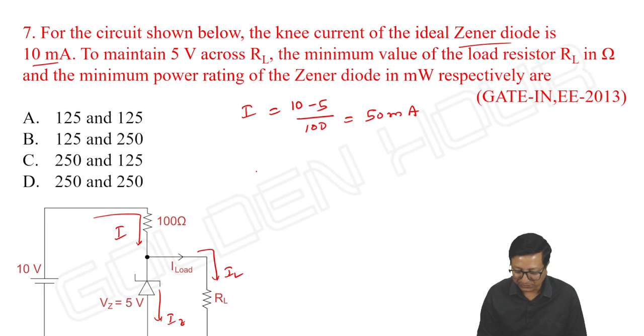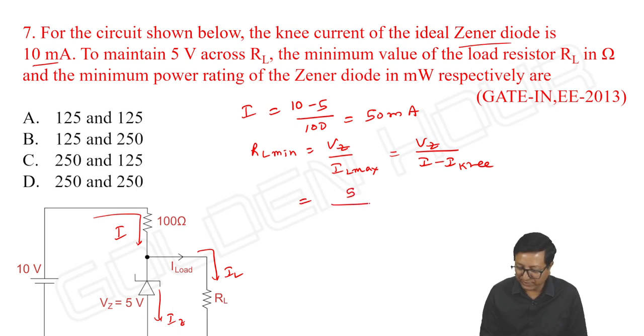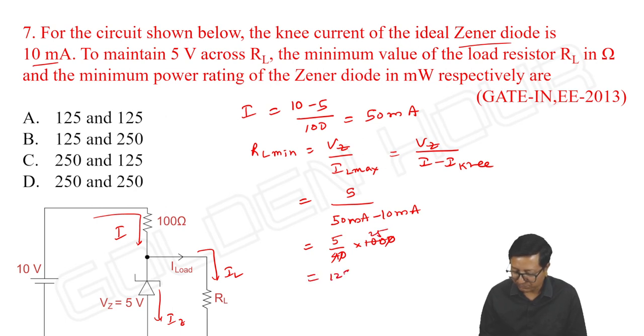Okay. So then I can write RL minimum, the minimum value of load resistor, is Vz by IL maximum, that is Vz by I minus I knee current. Vz is 5 by 50 milliampere minus 10 milliampere. 5 by 40, no? Into 1000, that is 125 ohms. R value, okay, two options have 125, so we need to solve for second part as well.